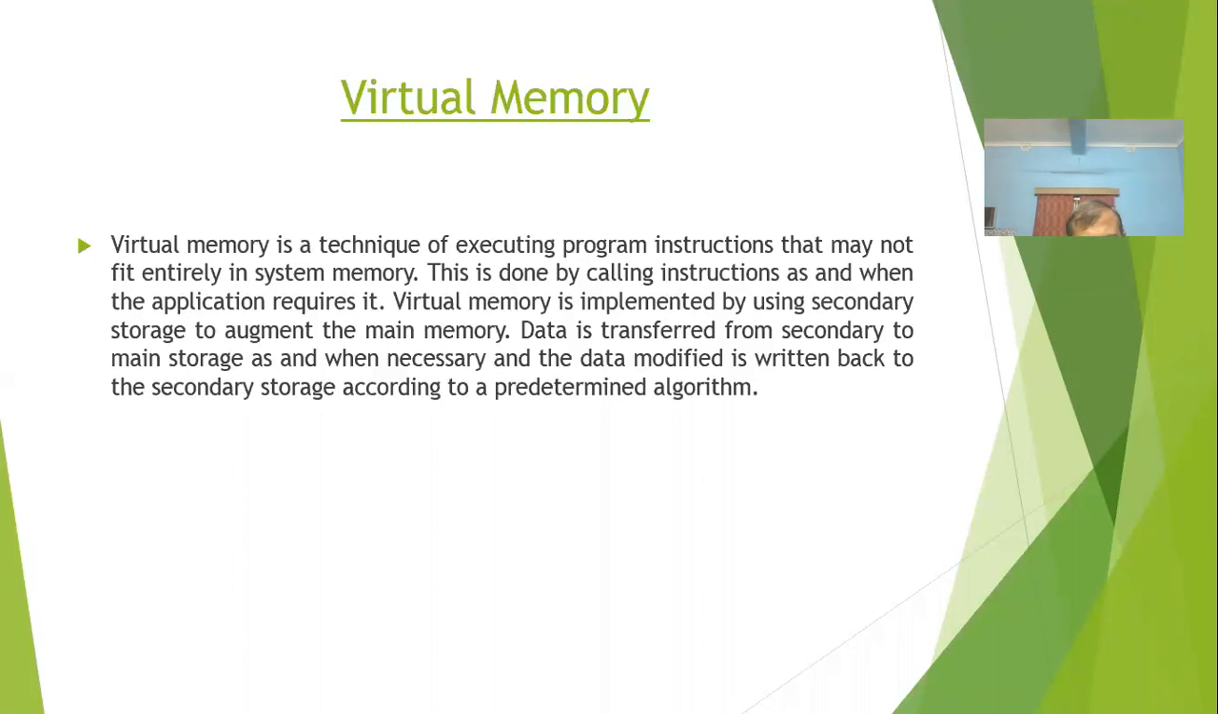So as you can see on the screen, it is written in this manner. Virtual memory is a technique of executing program instructions that may not fit entirely in the system memory. This is done by calling instructions as and when the application requires it. Virtual memory is implemented by using some sort of secondary storage to augment the main memory. Data is transferred from the secondary to the main storage as and when necessary, and modified data is written back to the secondary storage according to a predetermined algorithm.